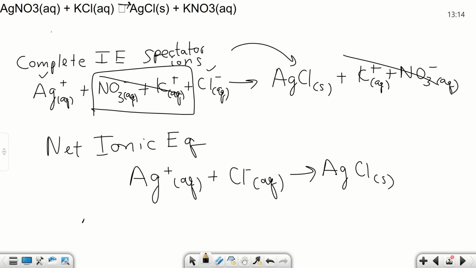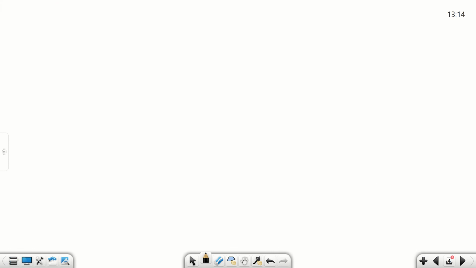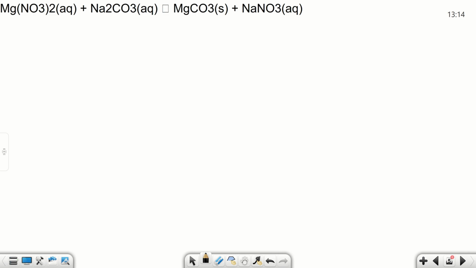That is the real reaction occurring when you're mixing these things together. Again, the potassium and the nitrate end up really not doing anything. Like they said, they are spectators. All right, let's do another one. This one I'll do a little faster.